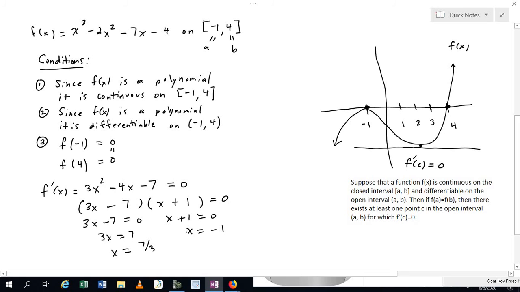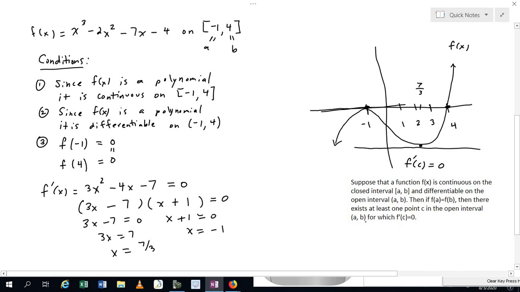So there's actually two places where the derivative is 0 for this function. This one down here is at 7/3, okay, which is somewhere between 2 and 3. So that's this point. But then there's this other point right here, right? The tangent line at that point has a slope of 0. So there's actually 2 points where the derivative is 0.